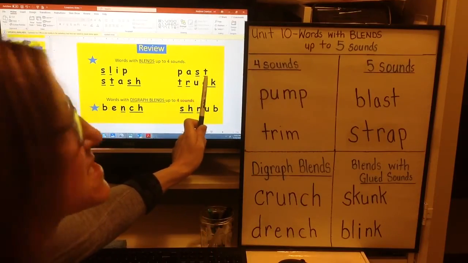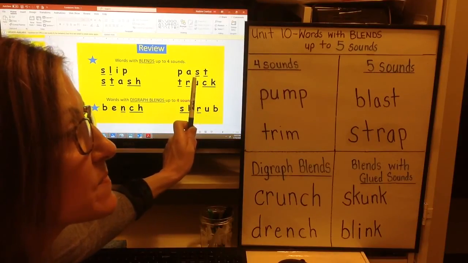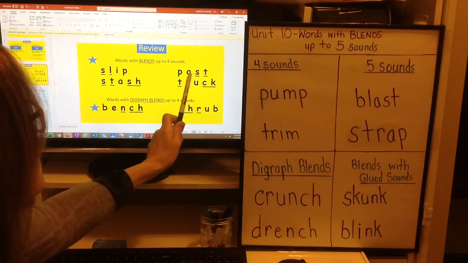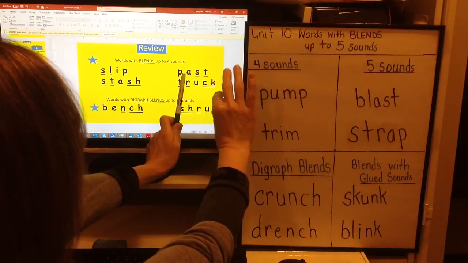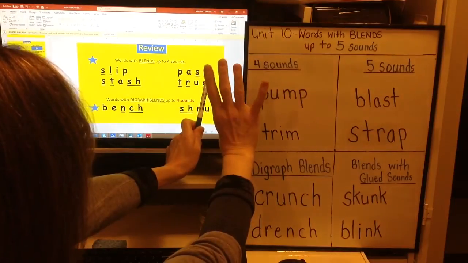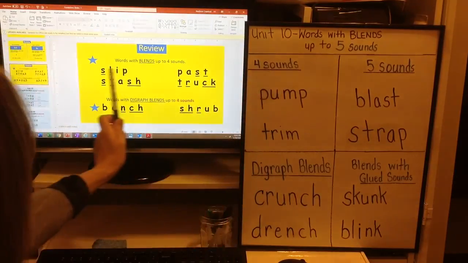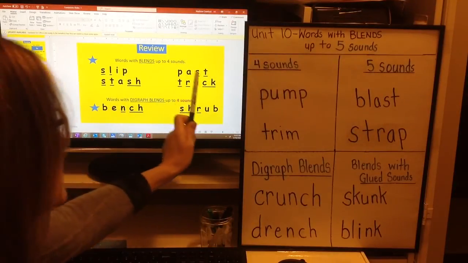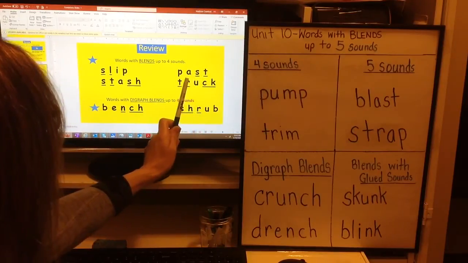That's right. ST is the blend. St, st. Can you say that? St. Awesome. So now I want you to try to tap it out. Elbows up. Ready? P, a, s, t. Past. Very good. Notice that the blend in this word is in the beginning, and the blend in this word is in the end. And that happens sometimes.